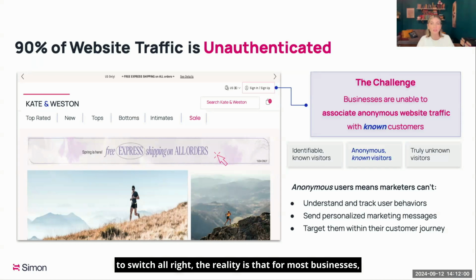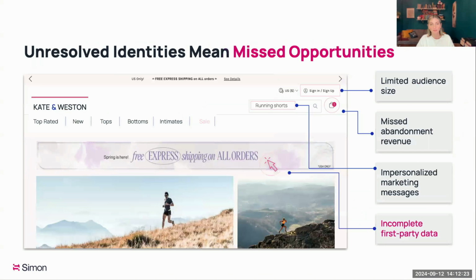All right. The reality is that for most businesses, around 90% of website traffic is unauthenticated. And for marketers, this is a huge blind spot. If you can't identify who's visiting your site, you lose the ability to understand their behaviors, personalize your messages, or re-engage them at the right point in their customer journey. You're basically flying blind when it comes to turning these anonymous visitors into known customers.